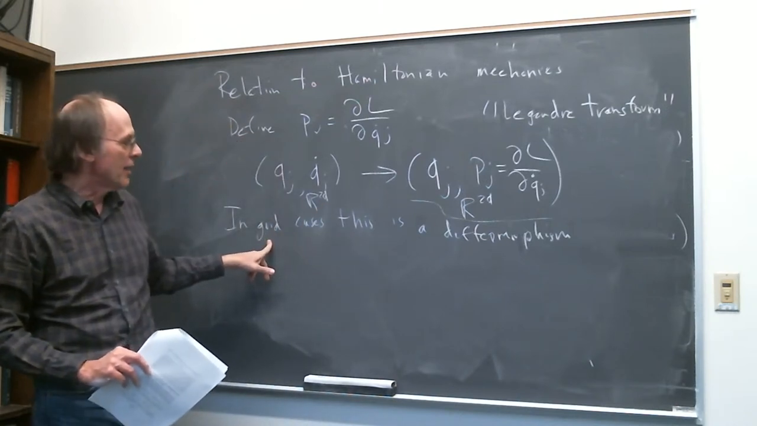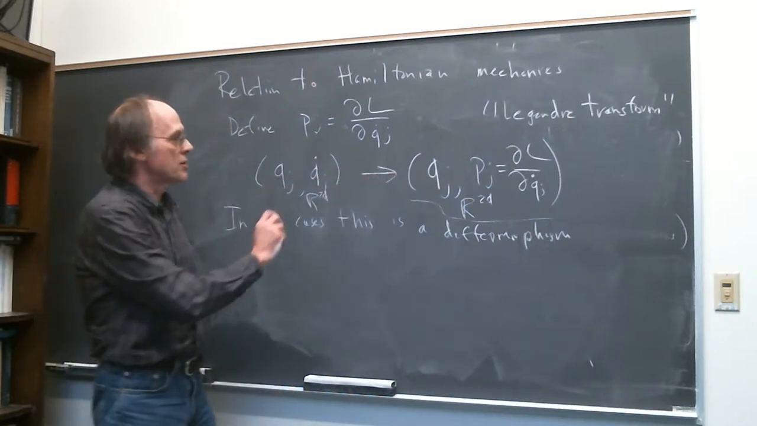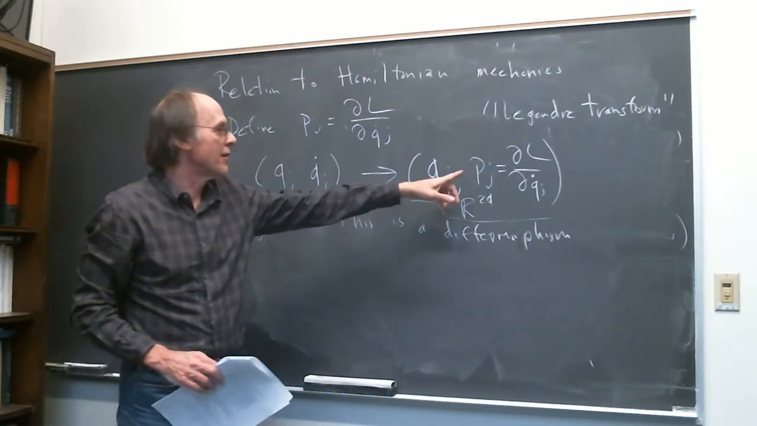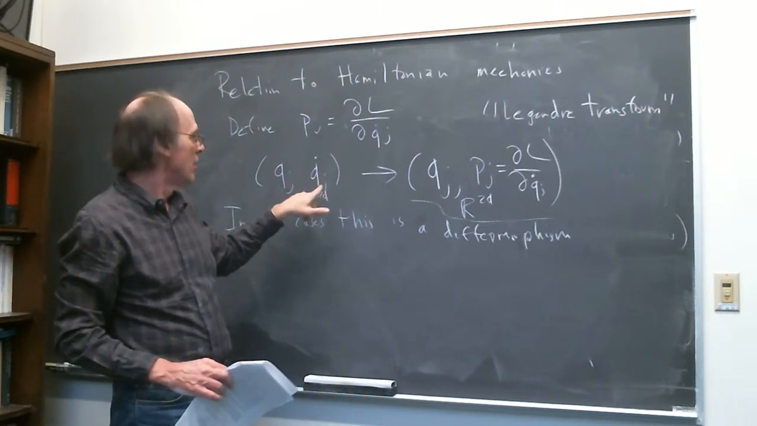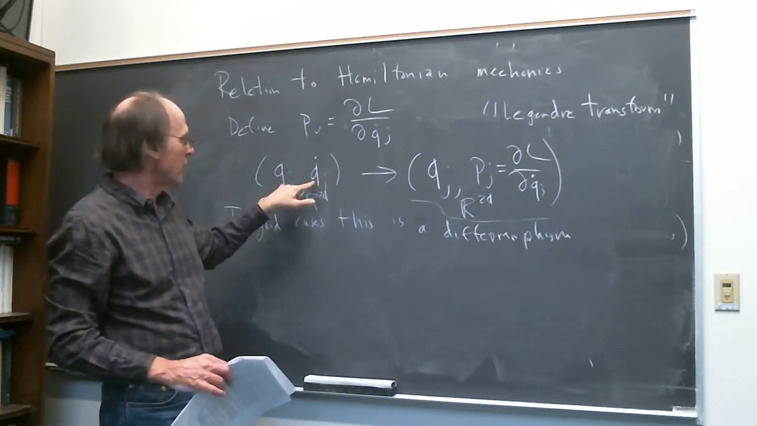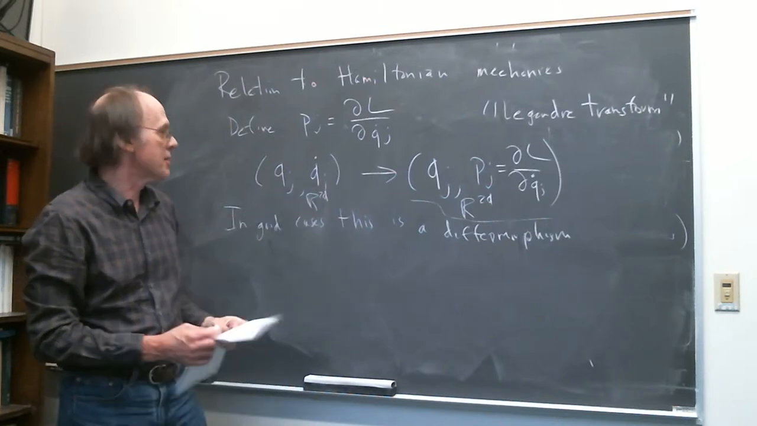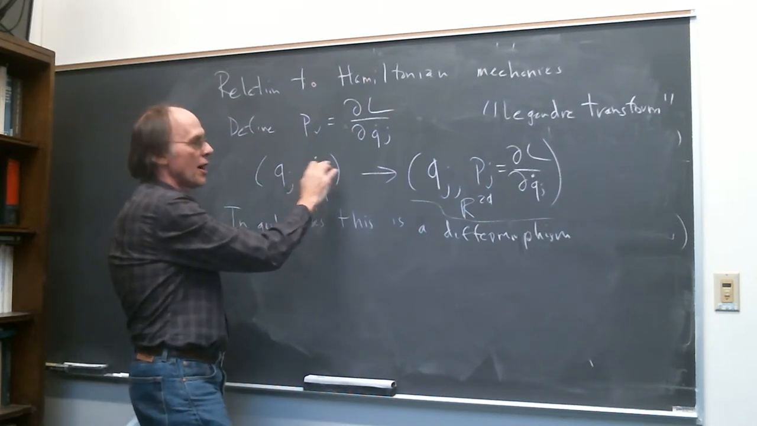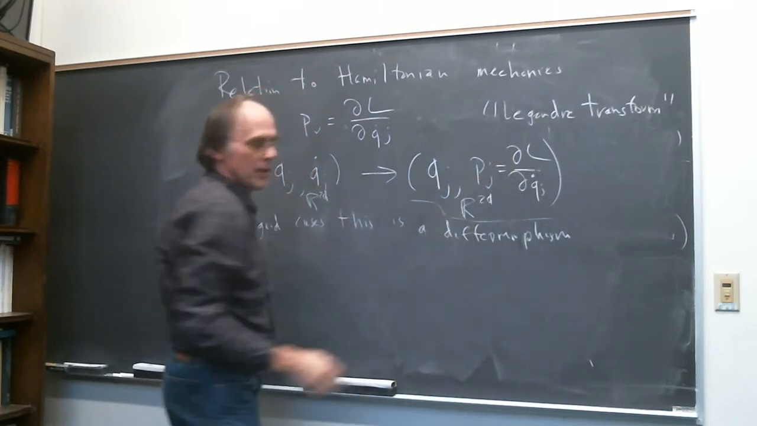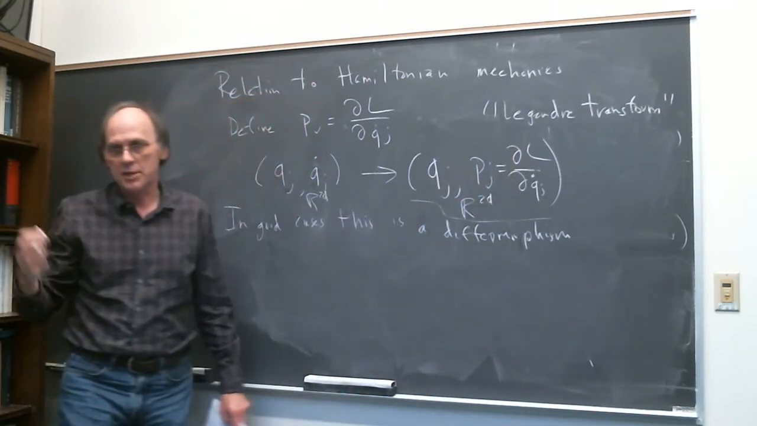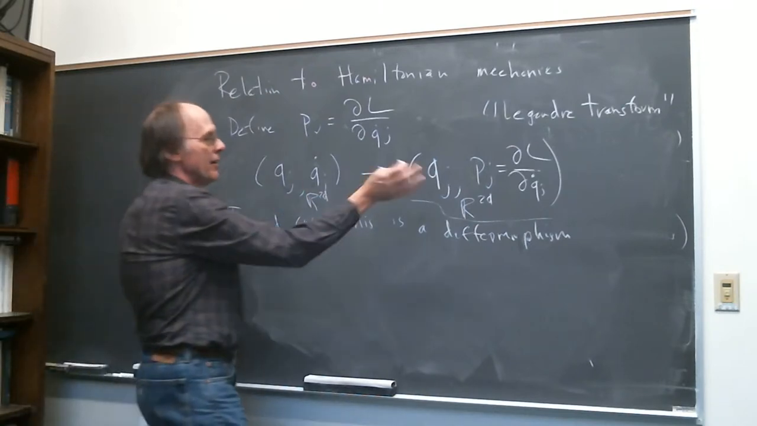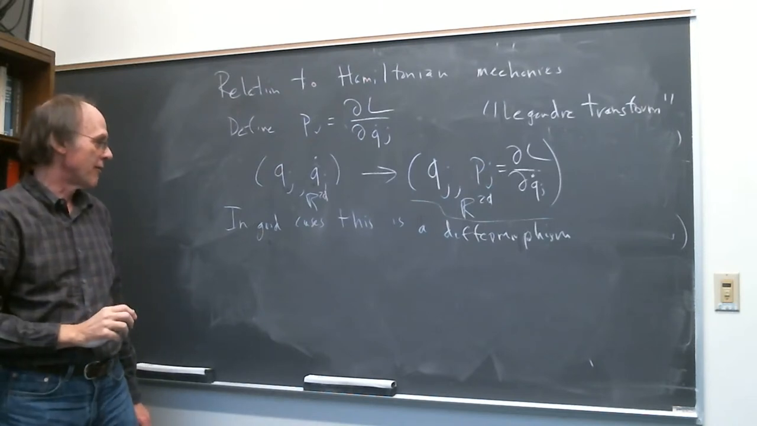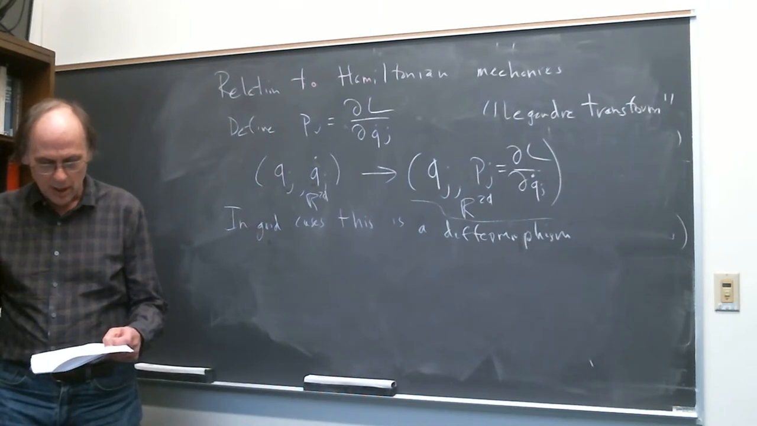And so if you're in a good case, then what you can do is just go back and forth between the two. All you've really done is rewritten things; you can treat this as just a phase space. It's just that there's a slightly funny choice of variables, where you've decided to use q dot instead of p as your variable. But if this map is nice and one-to-one and differentiable, there's really no problem going back and forth between the two pictures.